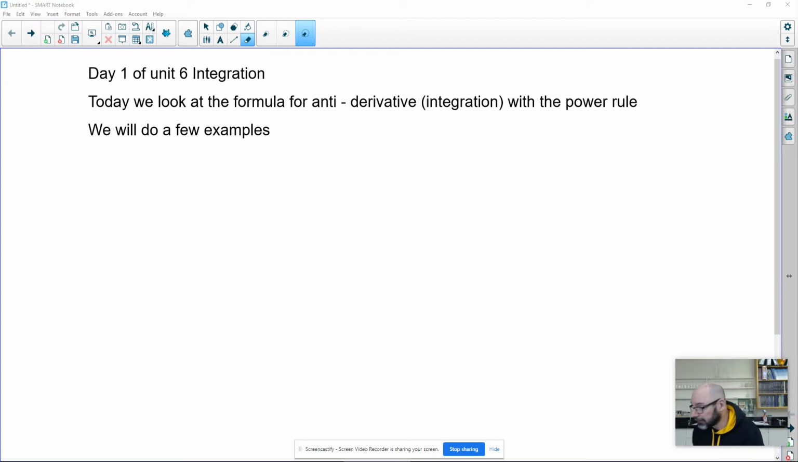Today we're going to be looking at integration, our first day. We're going to be looking at the reverse rule for the power rule. So we're going to go from a derivative back to the original equation now. Before, when we did derivatives, we had a rule for the power rule. Now we're going to ask, what is the opposite of that rule, to get the antiderivative, or integration, or integral, as we'll probably call them next day? So that's what we're going to focus on today.